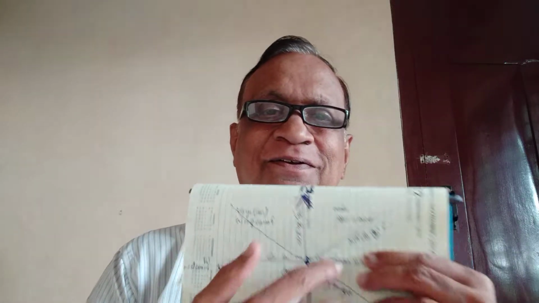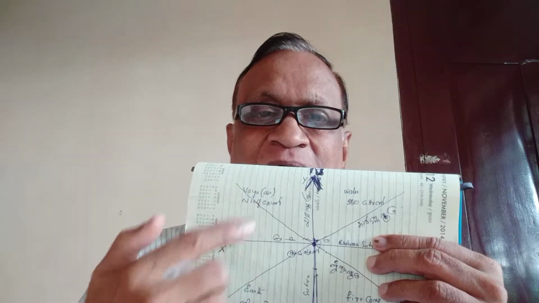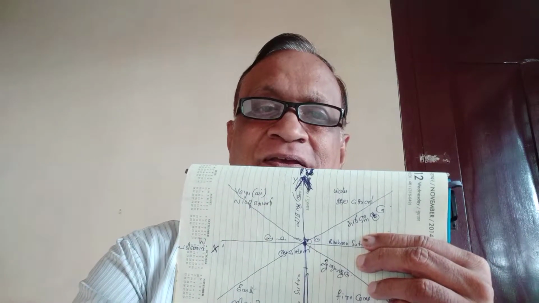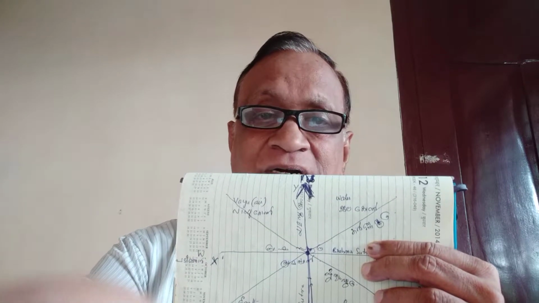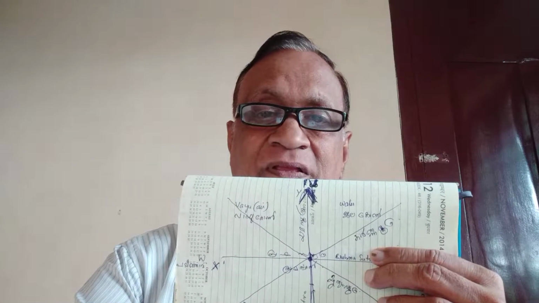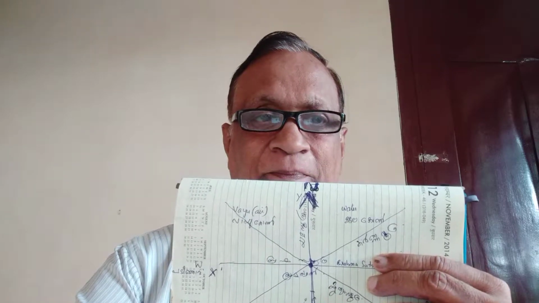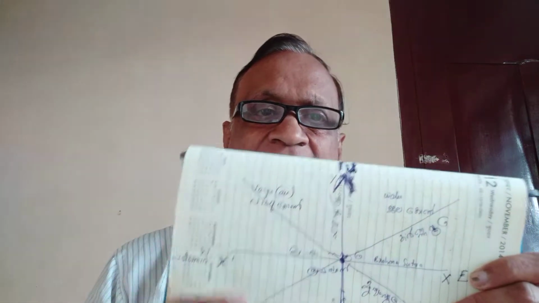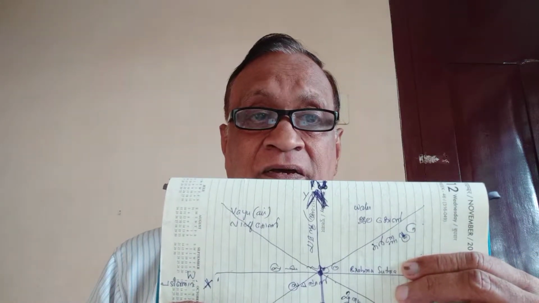It passes through this Ishana cone and the Niryadi cone. That is between the northeast direction corner and the southwest corner. This is Karna Sutra. Karna means diagonal.